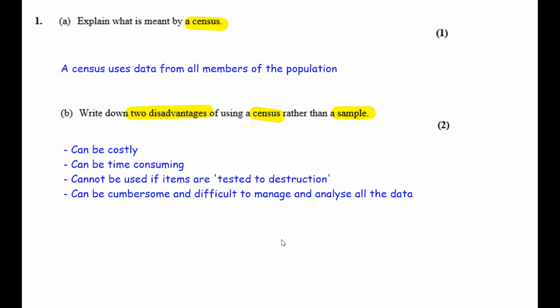Okay, so we will ask for 2 disadvantages, but I've written down all the ones that I can currently think of. Firstly, it can be costly. Secondly, it can be time consuming. Third, it's the issue of testing to destruction. And fourth, it can be quite cumbersome and difficult to manage and to analyze all of the data.